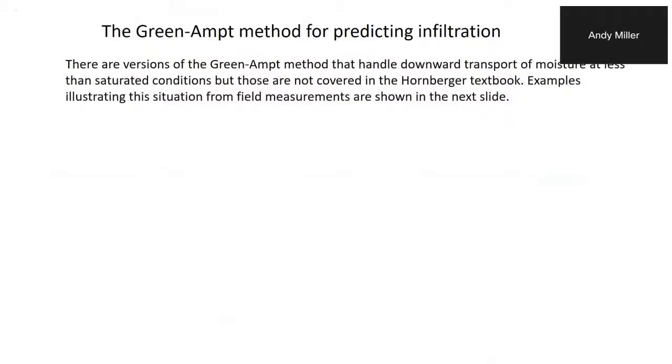Now, I already said this, right? There are versions that handle downward trend. So I didn't show you this yet. Everything we've just said assumes that that surface is saturated and that that plug of moisture, the soil is saturated throughout the depth of that plug, right? There are situations, though, where it's not necessarily saturated, but you still have downward transport in the soil, okay? This method we're going to use doesn't account for that, at least in the form we're doing it. There are versions of the Green-Ampt method that can handle downward transport of moisture that's not completely saturated.